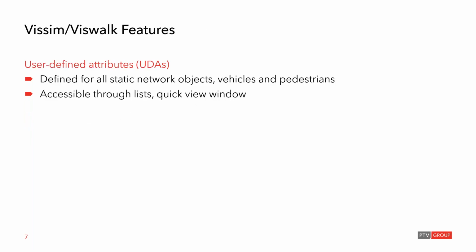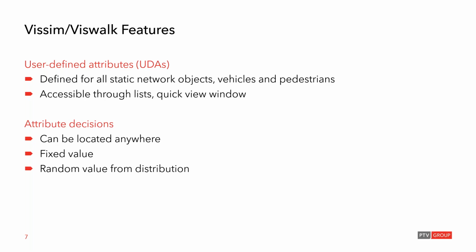User-defined attributes, what we call the UDAs, can be defined for all static network objects, also individual vehicles and pedestrians. UDAs are similar to other attributes predefined in Vissim or Viswalk, where they are accessible through lists and quick view window.